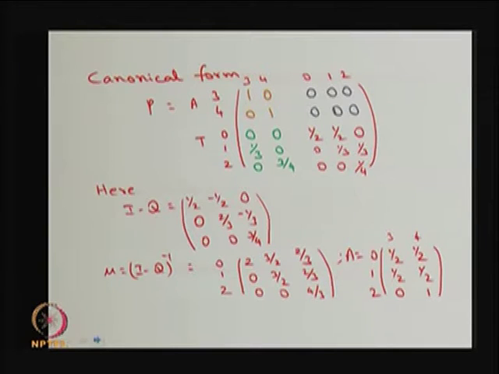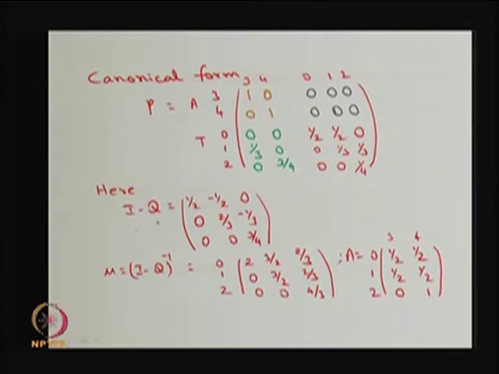First, let me write the P matrix in the canonical form, and all the submatrices I have made in different colors. So, 3 and 4 are going to form the absorbing states. Therefore, A to A is the identity matrix, A to T is a 0 submatrix, then T to A is a matrix R, then T to T is a Q matrix. So, what we need are the Q matrix and the R matrix, both submatrices of the capital P, the one-step transition probability matrix.